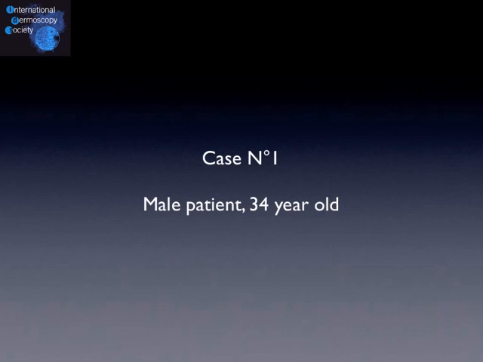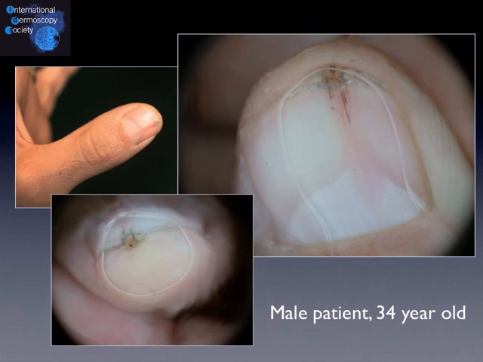It's a male patient, 34 years old, and the lesion has been present on his left thumb for at least 1 year. He was concerned because of the pigmentation observed on the distal part of the nail plate. You have a few seconds to think about the dermoscopic findings.